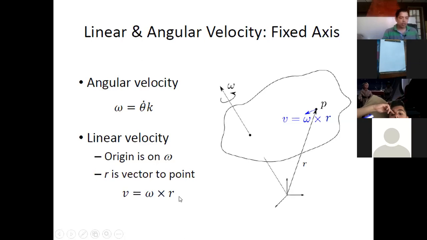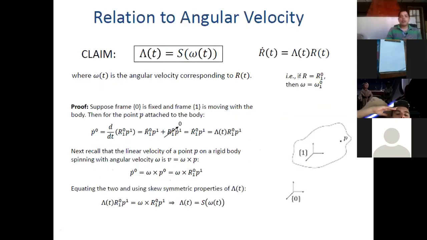This is just from Physics 111. And here we assume that the origin is on the omega axis, meaning on this axis, right here. This is the assumption. So this is just a recall from Physics 101, 111. Now, question?